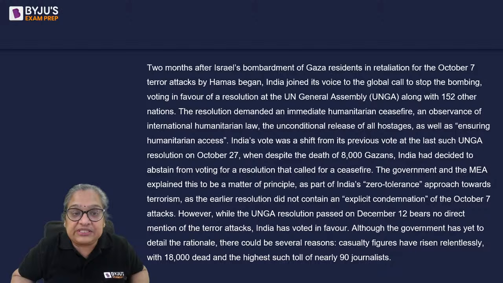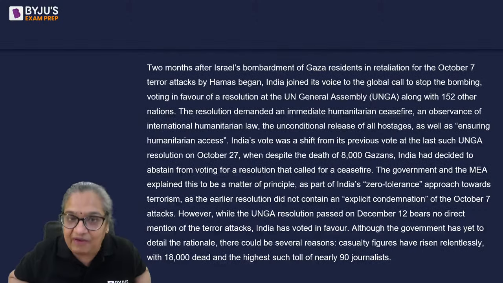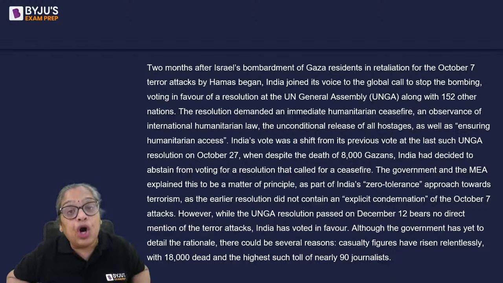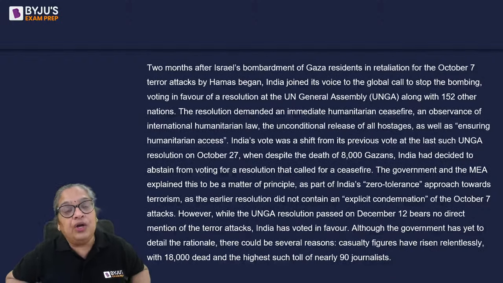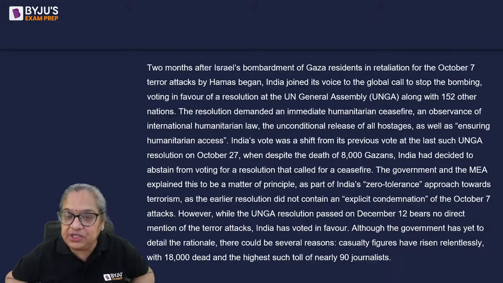This time, the author says that after Israel's bombardment of Gaza residents in retaliation for the October 7th terror attacks by Hamas, India has finally joined by voting in favor of the global call to stop the bombing, asking Israel to stop the bombing of Gaza. The resolution demanded an immediate humanitarian ceasefire, unconditional release of all hostages, as well as humanitarian access.